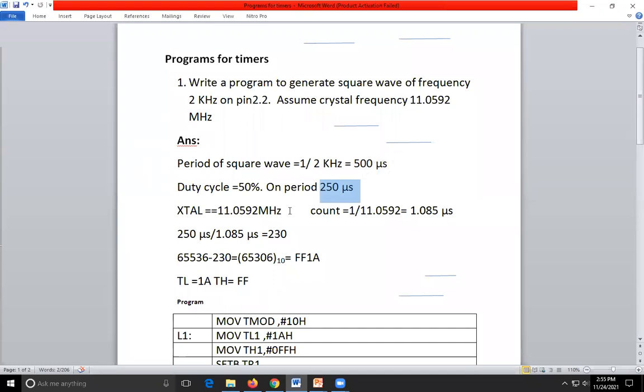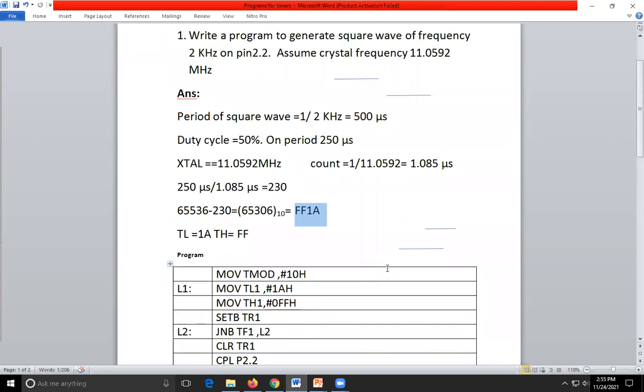After that, you have to calculate the period of your crystal frequency, which is 1.085 microseconds. Then this duty cycle is divided by 1.085 microseconds and you will get the count. This count is subtracted from 65,536. You will get the decimal value, and you have to convert it to the hexadecimal value FF1A.